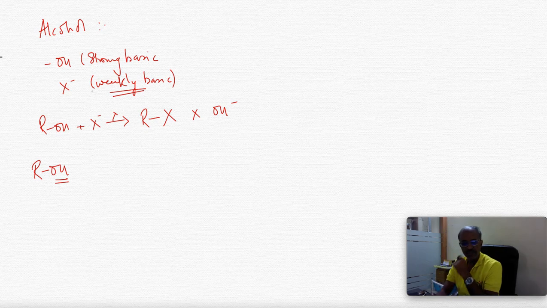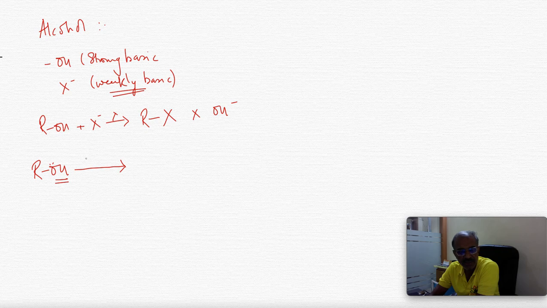The leaving power is obviously inversely proportional to the basicity. OH is a strong base, therefore it is a bad leaving group. But halide, which is weakly basic, is a good leaving group, right? Now suppose I want to make a substitution. First I will have to convert OH, which is a bad leaving group, into a good leaving group. For that scenario, what happens?